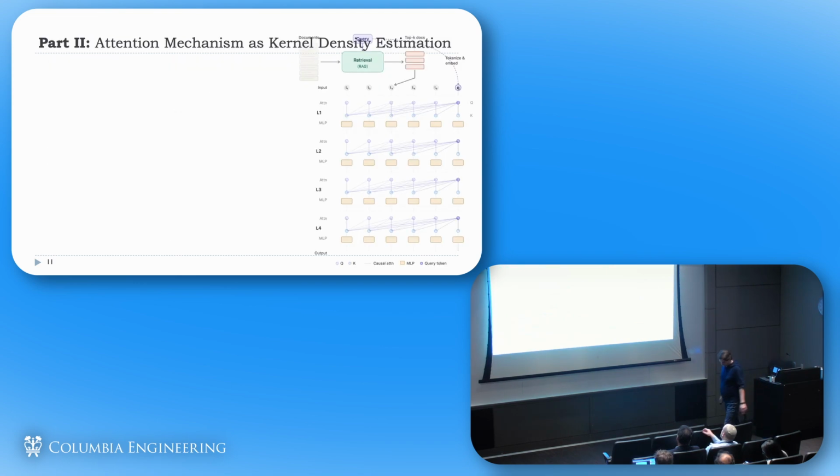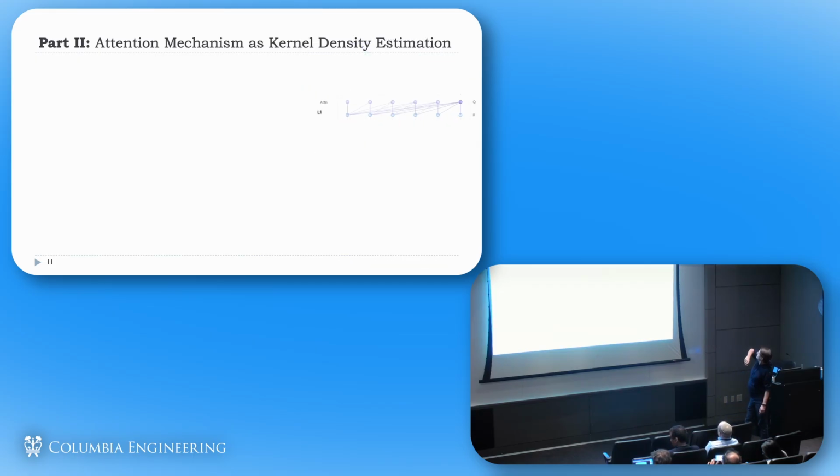So let me talk about the other side of the transformers. This is a bunch of layers of some kind of processing, and let's look just at one layer. In each layer, one of the main components of transformers nowadays is the attention mechanism. To define the attention mechanism, let me first define a precursor problem.